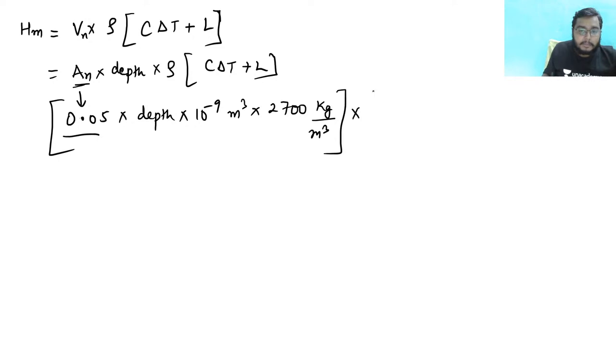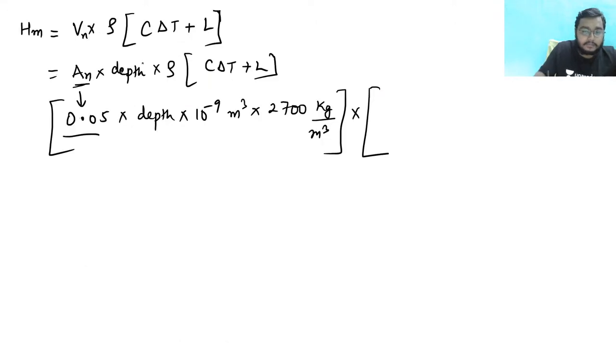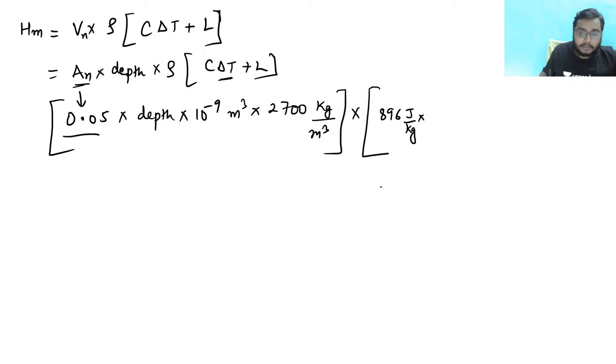Now multiplied by C. In this case, what is C? C in this case is 896 joule per kg. So put it here, 896 joule per kg. Now multiplied by delta T. What is the delta T? Just now we have calculated. Is it 630? So multiplied by 630 Kelvin.